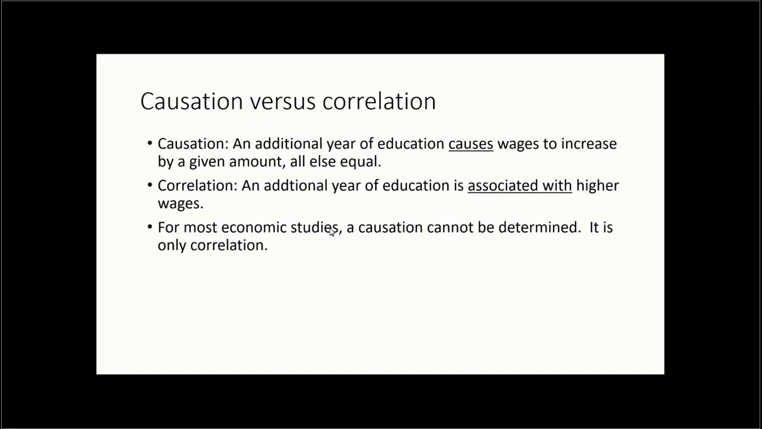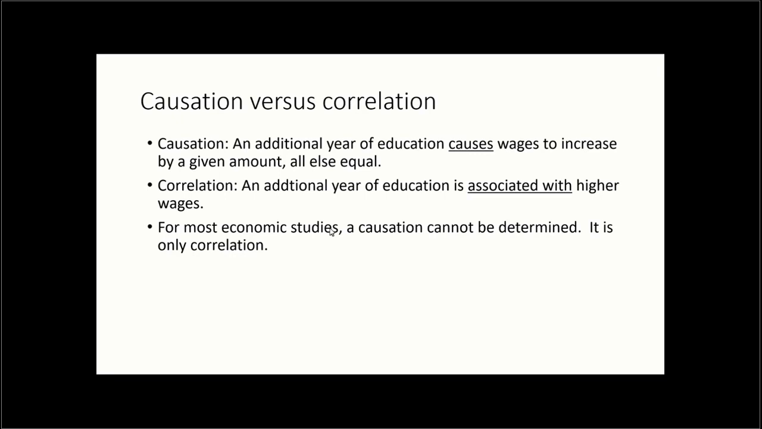Okay, so these were the different types of data that we have. Now let's talk a little bit about causation versus correlation. Here we would have causation if we say an additional year of education causes wages to increase by a given amount, all else equal. Or if we just have a correlation, we can make a weaker statement, which is that an additional year of education is associated with higher wages.